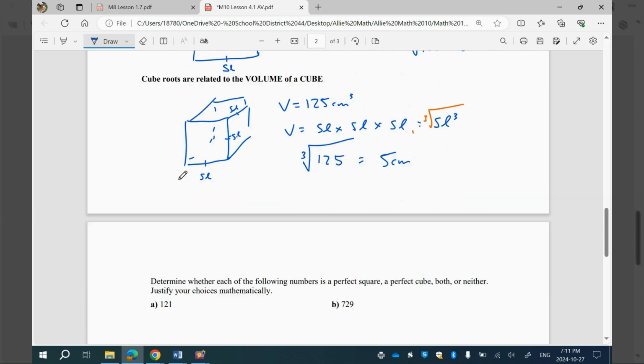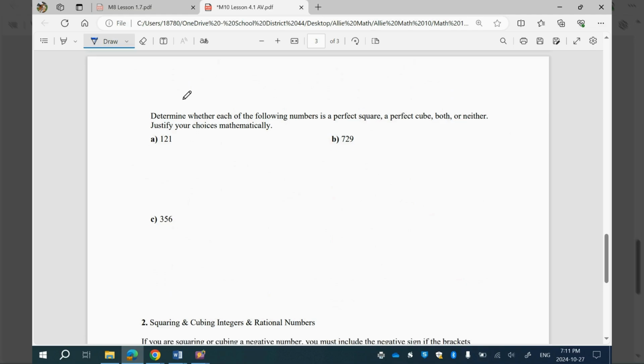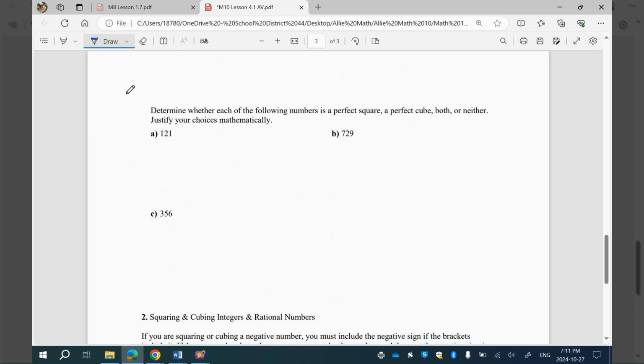Okay, so let's do some questions. Determine whether each of the following is a perfect square, perfect cube, both or neither, and justify your choices mathematically. With 121, if we wanted to decide whether this is a perfect square, we could show this as a diagram. If we wanted, we could try to draw a square with side lengths that are equal. I know if I wanted to have 121 in the middle, I would need to have 11 on each side.